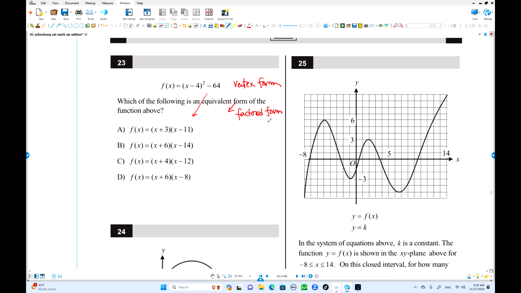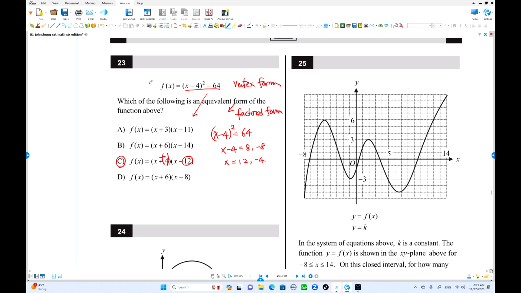Factored form, we need what? The x-intercepts. Okay, how can you find the x-intercepts? You can solve this one directly. Okay, x minus 4 squared minus 64 equals 0. You can solve this one. So this is why x minus 4 equals plus 8 or minus 8. X-intercepts are plus 4 on both sides, 12 and negative 4, right? Which one has x-intercepts 12 and negative 4? This is 12 and negative 4 here. This is negative 4, okay?